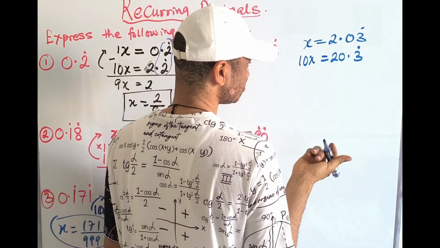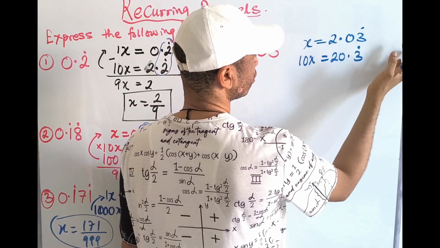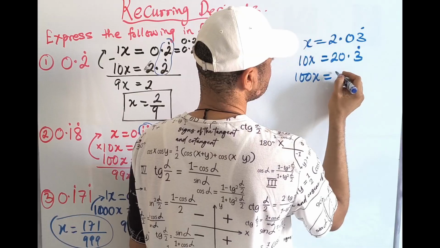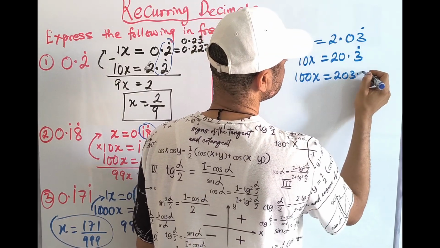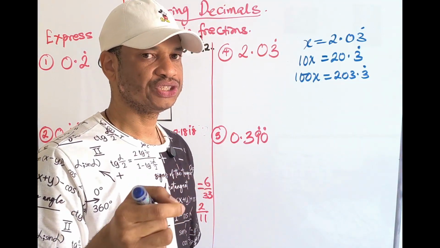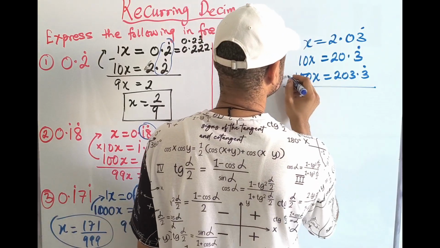So from here, what do we do? I need to find another one. So I can multiply by 100. So 100x is equal to, I'll move it. So that will be 203.3 recurring. When I pass the recurring digit, I can move the recurring to the next number. So this I have to subtract.